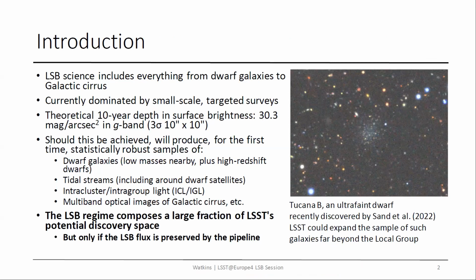So let me just begin with a quick introductory slide about LSB science. If you're not familiar, LSB is a very broad term, covers a lot of things, everything from basically dwarf galaxies to things like tidal streams and so on, as well as non-galaxy related things like galactic cirrus, comet tails, whatever you like. It's also a fairly new field. It really wasn't accessible until maybe the past couple of decades when data reduction technology and also telescope technology was able to access this regime. So at the moment, it's pretty much dominated by very small scale targeted surveys done by small telescopes, typically of a single galaxy or a single galaxy cluster or group.